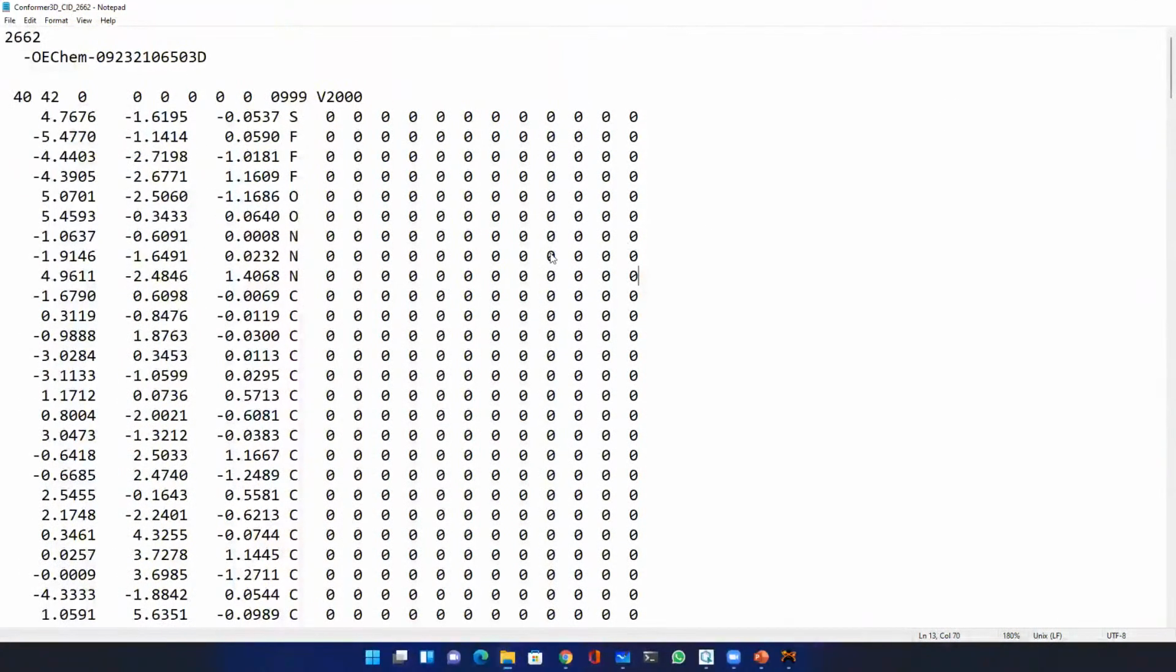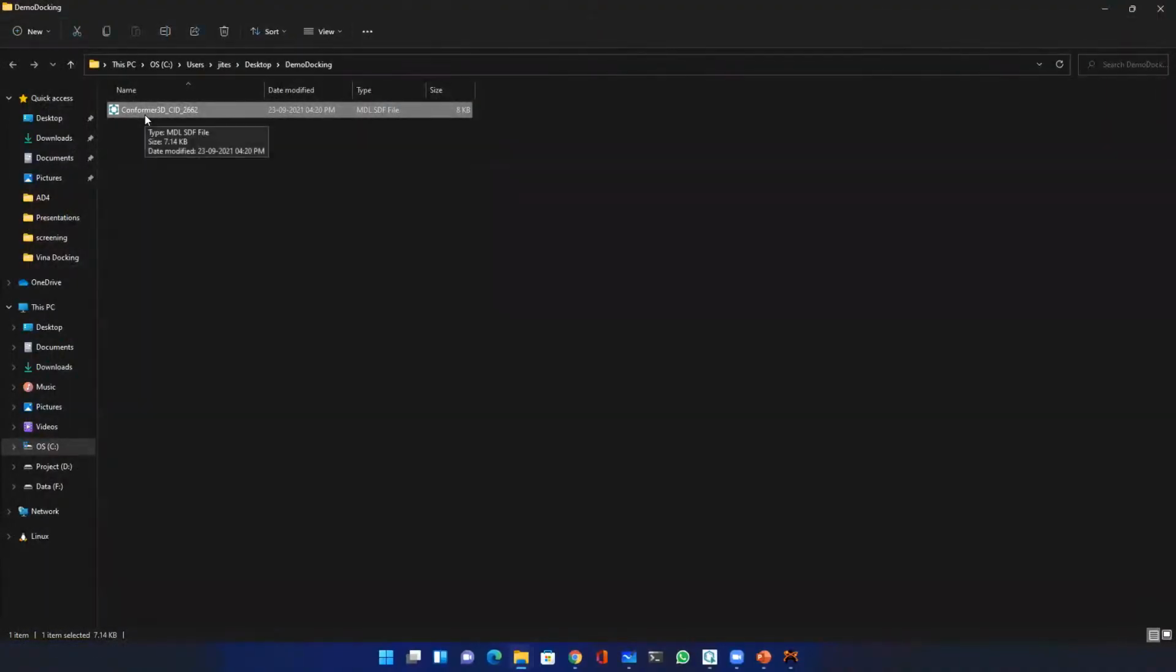That's what we need. So when you download this file, now it can be used for programs which understand molecular docking.